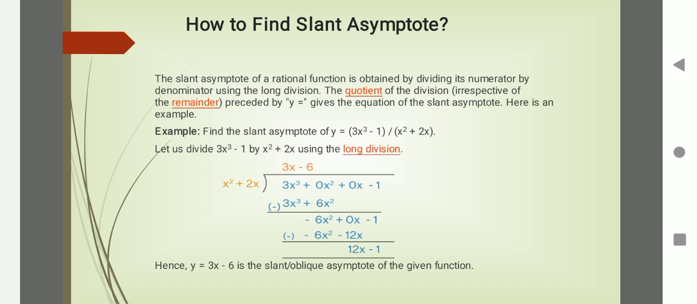So for an example we can see, we have the function 3x cube minus 1 divided by x square plus 2x. We will divide this by the long division method, the division is given, and we get the quotient, that is 3x minus 6. So by putting y is equal to 3x minus 6, we will get the oblique asymptote of this curve or function, right?